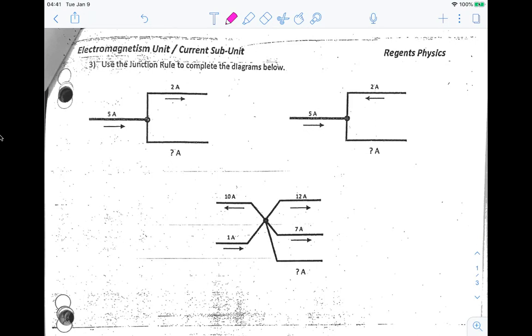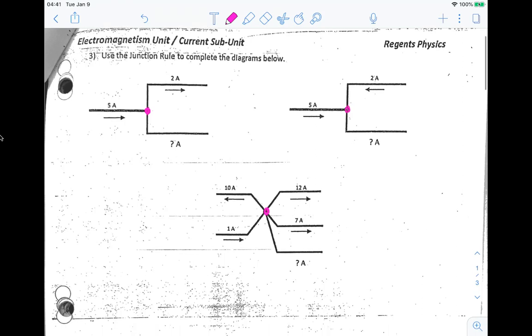Today we're going to talk about junctions. Very simply, a junction is the intersection where your wires meet or intersect. When we talk about junctions, we're talking about the amount of current flowing into your junction, as well as the amount of current flowing out of your junction. In circuit diagrams, your junction is represented by this little dot where your intersection is.